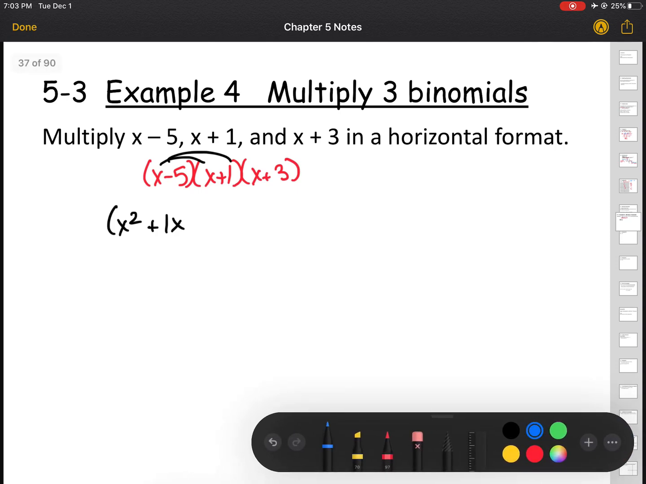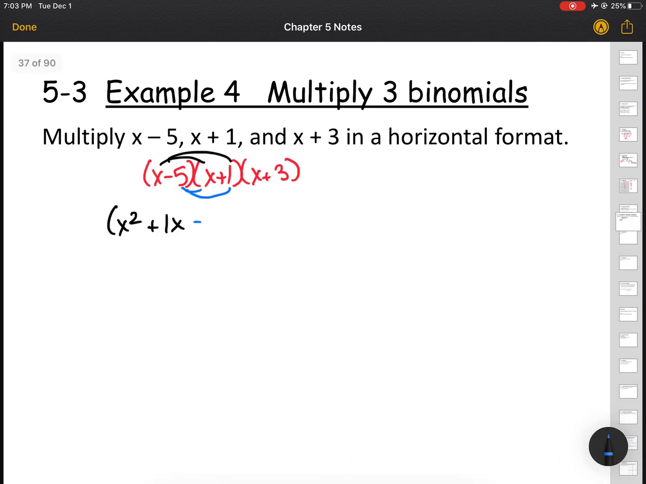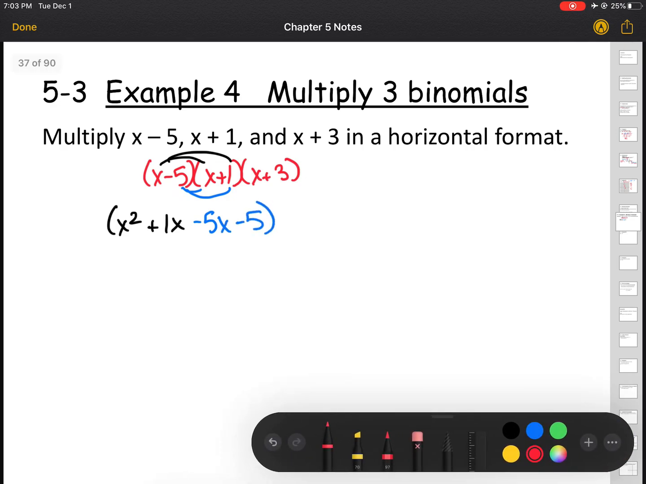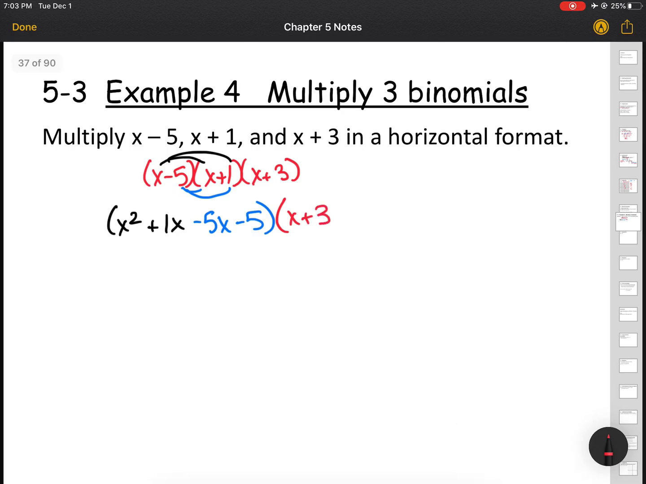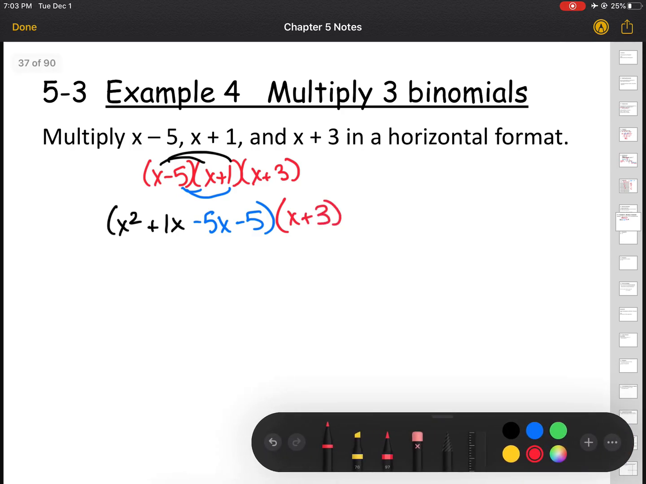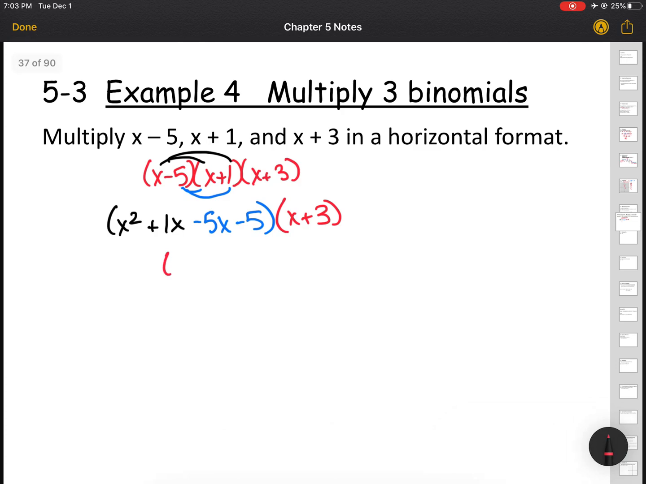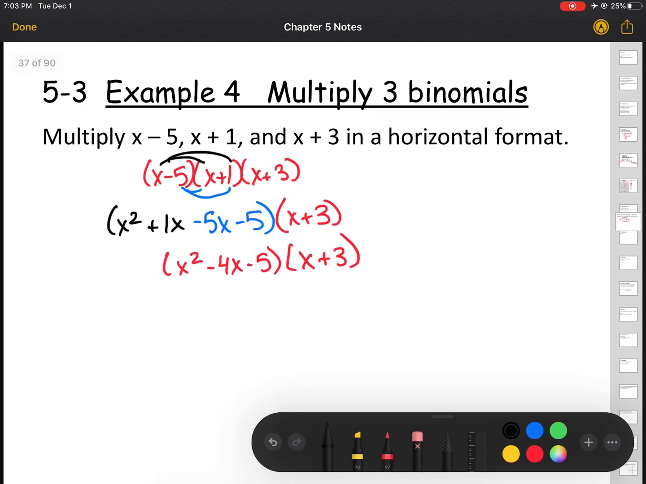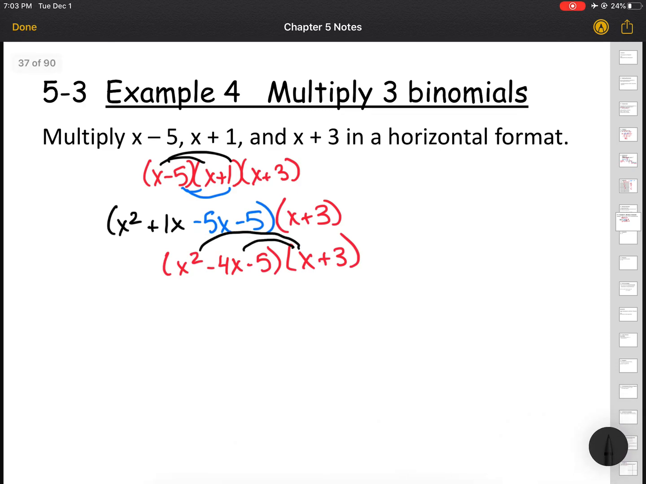And if I go the other way, negative 5x minus 5 still is being multiplied by x plus 3. But I can actually simplify this one down, okay, that's on the left. x squared, 1 minus 5x is negative 4x minus 5, still multiplied by x plus 3. And again, I'm going to take that first term and multiply it by all the terms in the other polynomial.